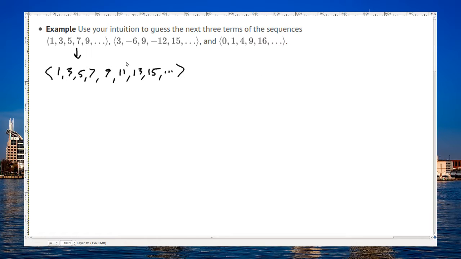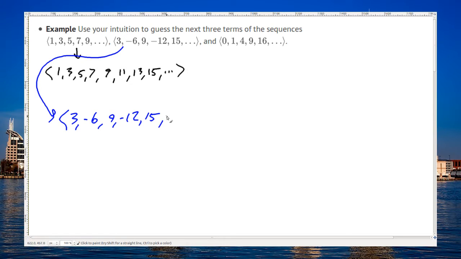Okay, let's do the second sequence here. Looks like we have 3, 6, 9, 12. I'm ignoring the negative for now. But we have 3, negative 6, 9, negative 12, 15. And so we have two things going on here. We've got positive, negative, positive, negative, positive. So if we're using our intuition, we should know that the next one will be negative. And it looks like we're adding 3 each time to the positive number part.